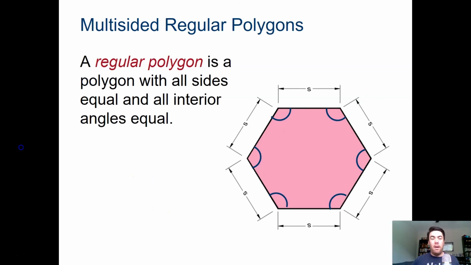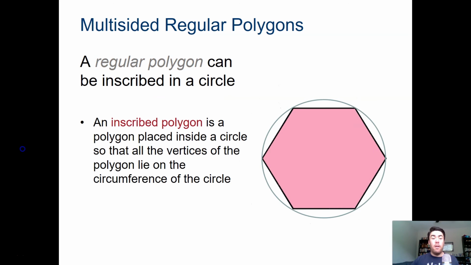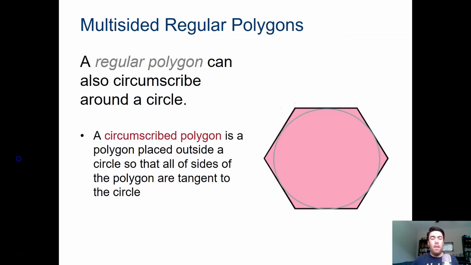A regular polygon is a polygon with all sides equal and all interior angles equal. A regular polygon can also be inscribed in a circle, like an equilateral triangle. An inscribed polygon is a polygon placed inside a circle so that all the vertices of the polygon lie on the circumference of the circle. We can also circumscribe a polygon around a circle so that the sides of the polygon are tangent to the circle.